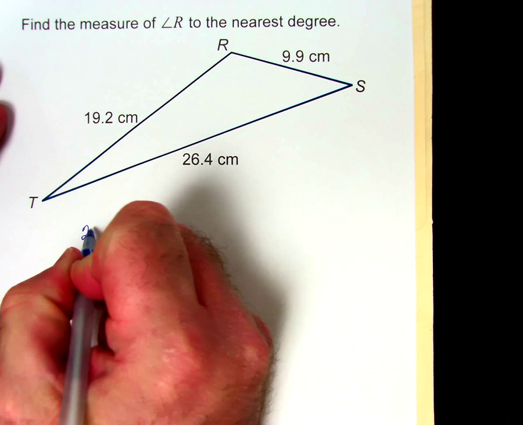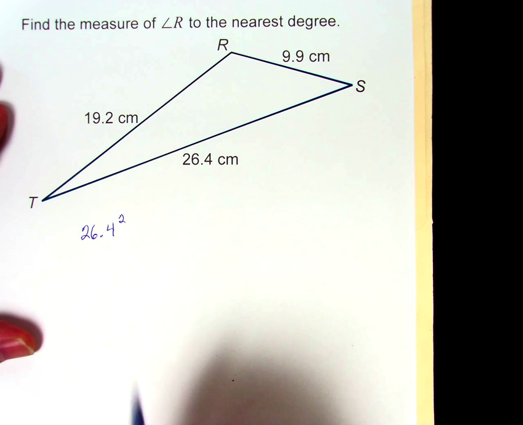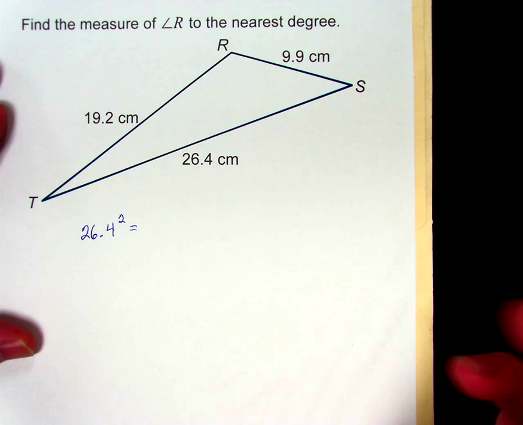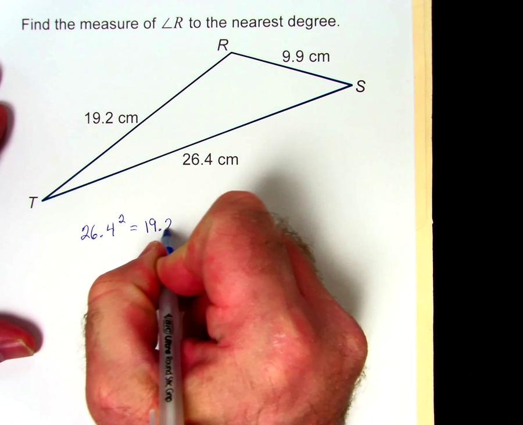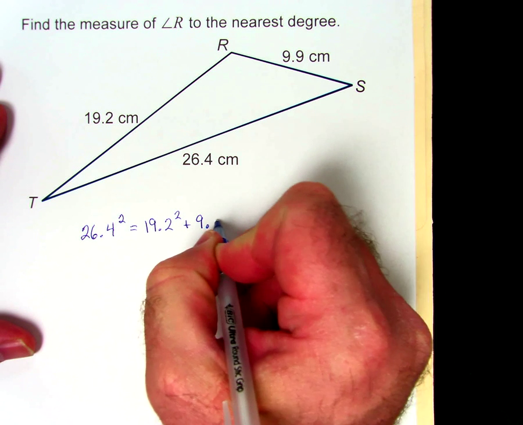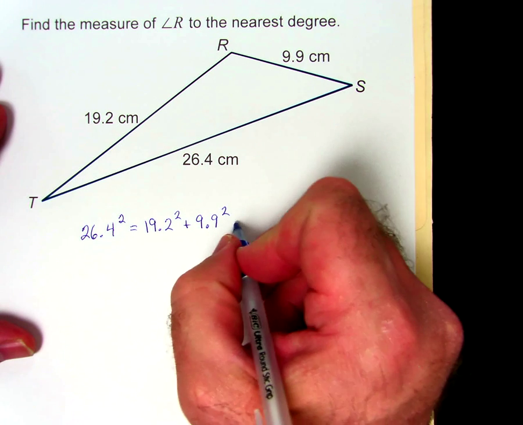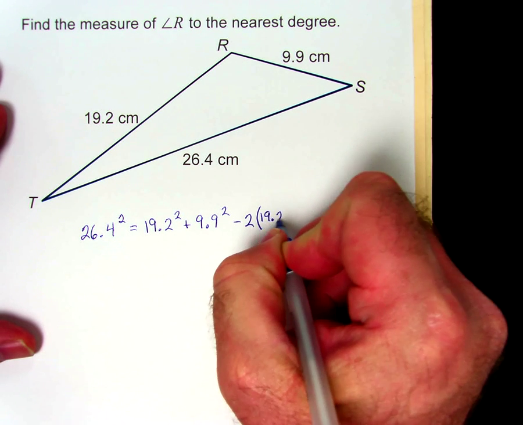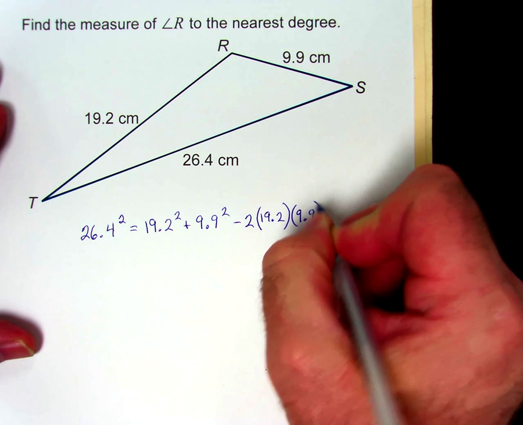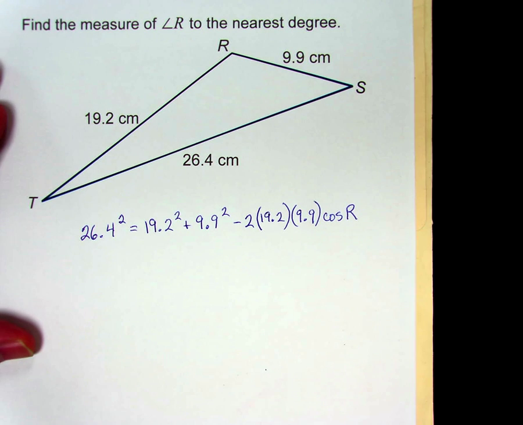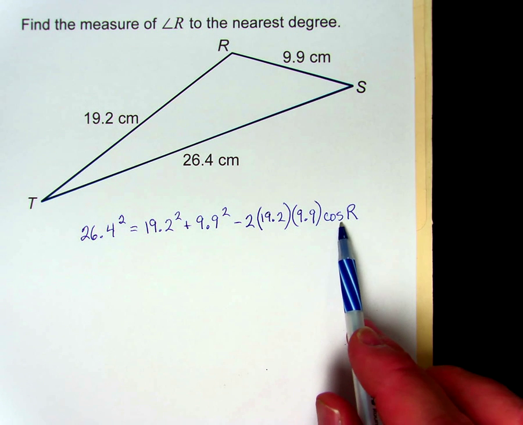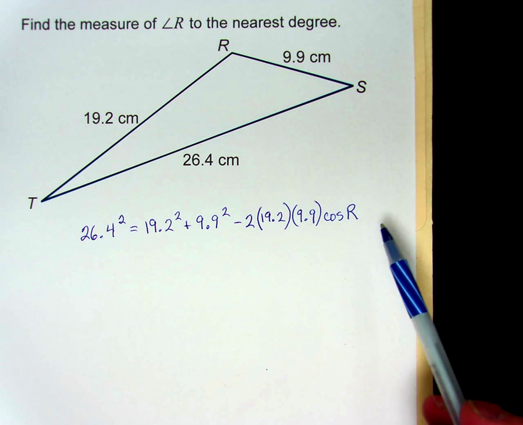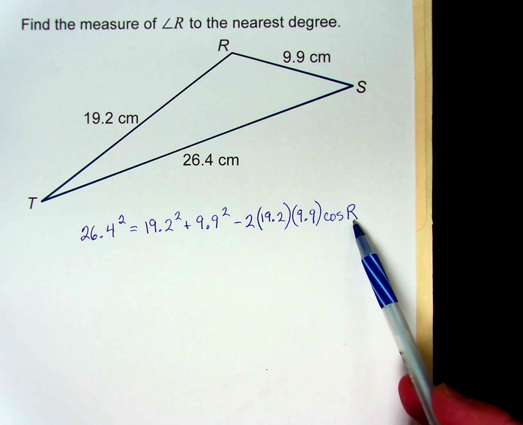So this one will have 26 4/10 squared is equal to, doesn't matter which of these two comes first, so I'm going to have 19 2/10 squared plus 9 9/10 squared minus 2 times, and then I just like to keep them in the same order. So 19 2/10 times 9 9/10 times the cosine of R. Remember, when we write it this way, we're understanding that this means the cosine of the measure of angle R. So notice here, a little bit trickier, we have to solve for angle R.